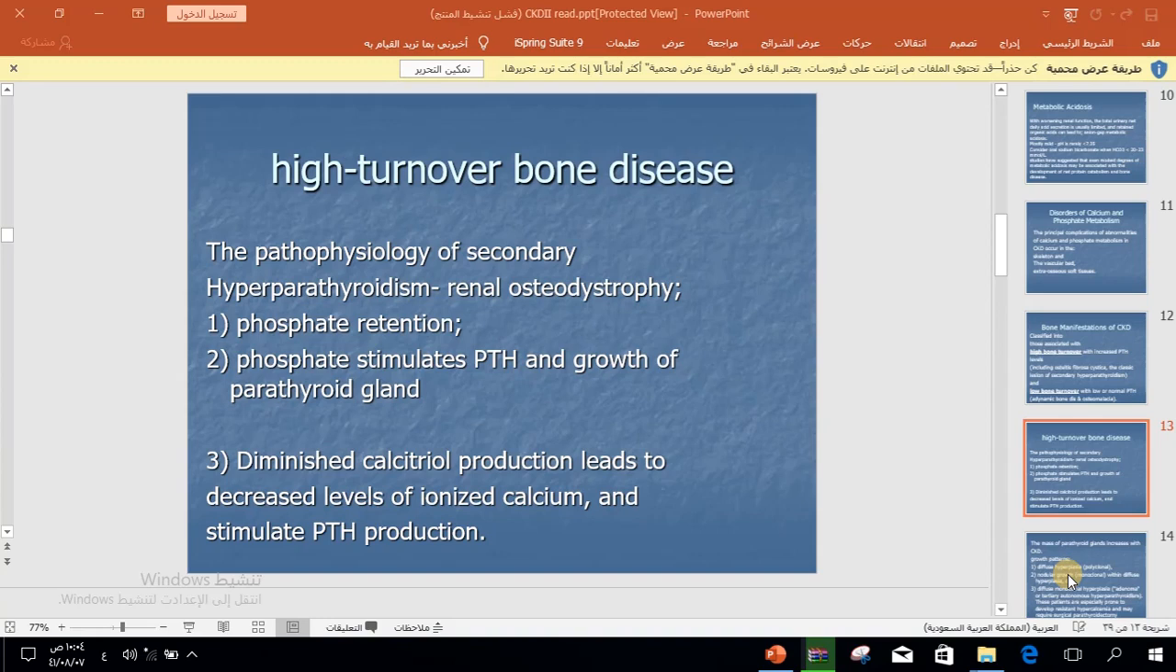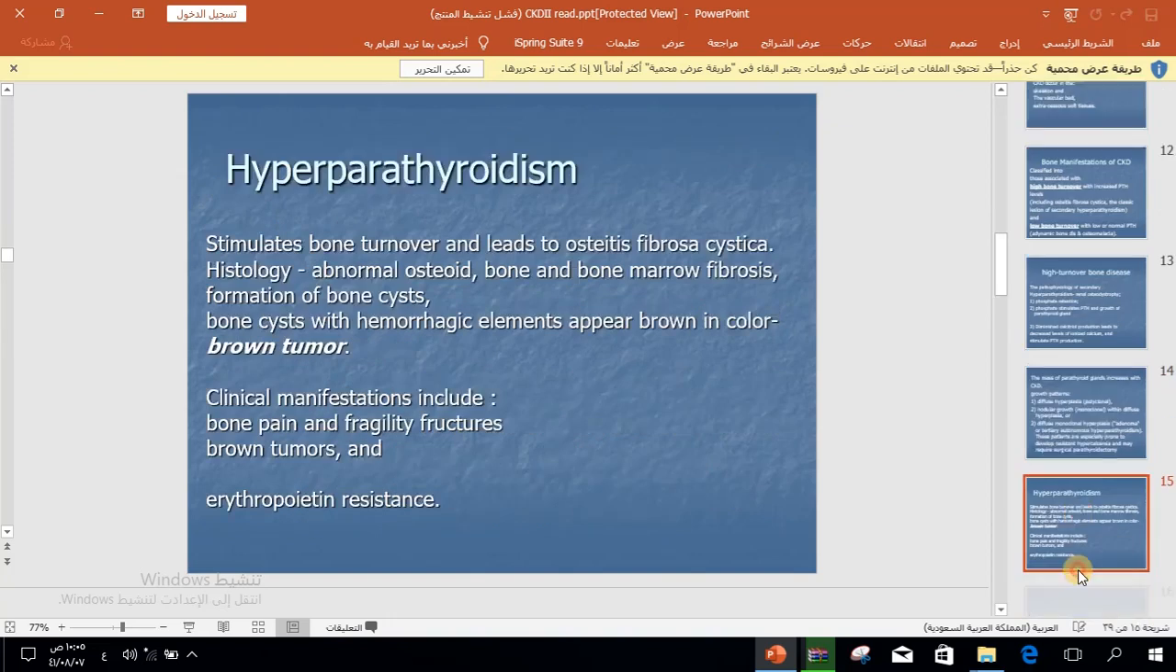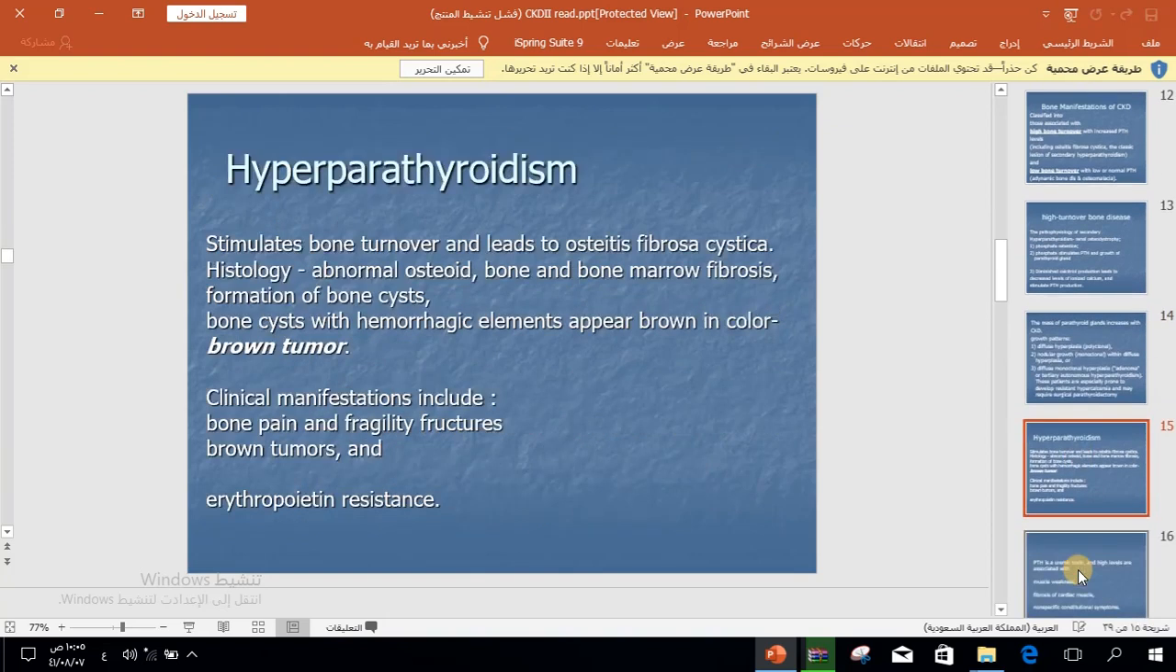So it starts to reabsorb calcium from the main storage of calcium in the bone, and this leads to formation of cysts in the bone, and these cysts we call osteitis fibrosa cystica, which histologically consists of abnormal osteoid bone and bone marrow fibrosis. And because this fibrous tissue is disorganized, this leads to bone marrow fibrosis, which affects bone marrow function, and this is one of the causes of anemia.